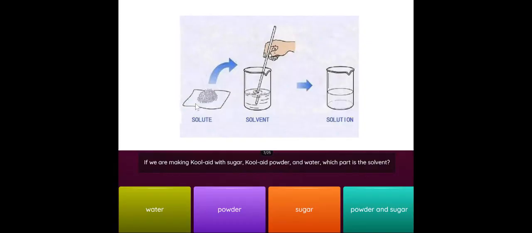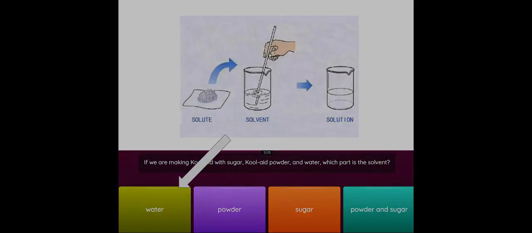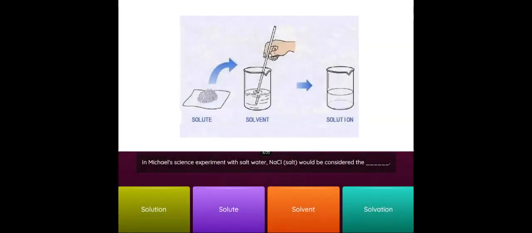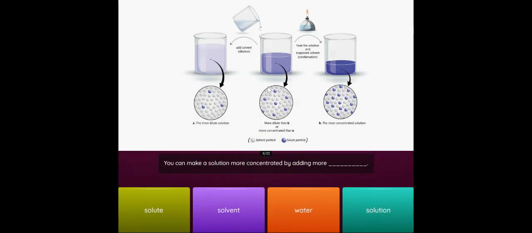All right, if we're making Kool-Aid, sugar, Kool-Aid powder, and water, which part is going to be the solvent? Okay, solute is the powder and the sugar, and then solvent is going to be the water. It's what we mix it into. Now Michael's science experiment is salt in water. The salt would be considered the solute. The powder that goes into it is going to be the solute.